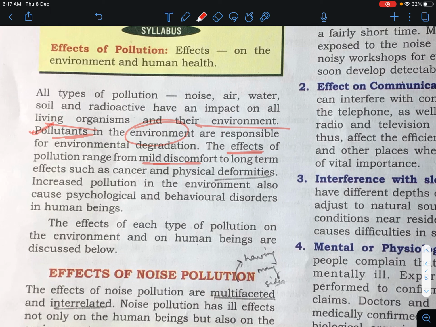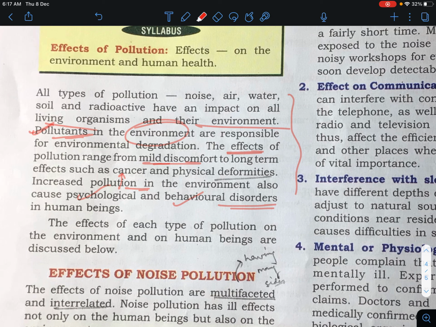Now, increased pollution in the environment also causes physiological and behavioral disorders in human beings. Means if we are increasing the pollution, then what is going to happen? It causes physiological as well as behavioral disorders in human beings. So in the first paragraph, any type of pollution present in the environment is going to affect living organisms as well as their environment.